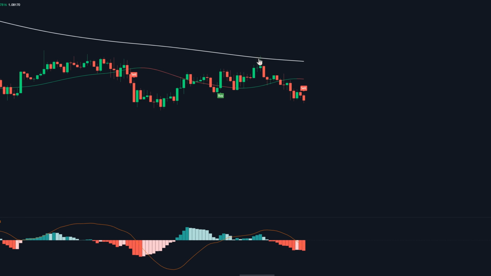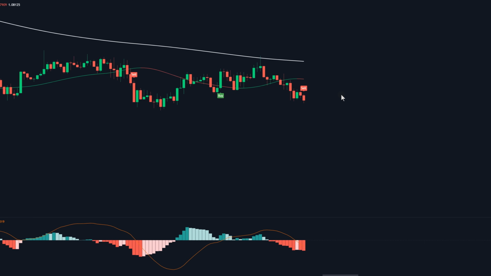Then after we have the pullback, we need a sell signal to be printed by the chandelier exit indicator. And that sell signal should come either during the pullback or after the pullback. During the pullback means that this line is still colored green, and after the pullback means that this line changed color to red. As long as it's the very next sell signal, we're okay to enter the trade. Any other sell signals that come after the first one will be ignored.